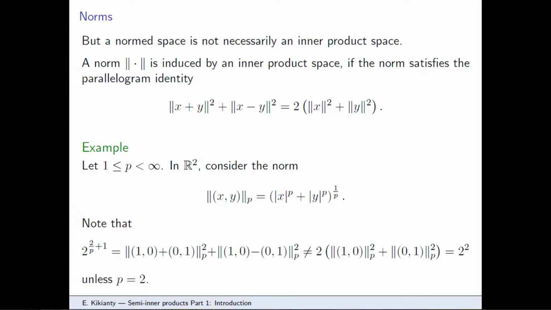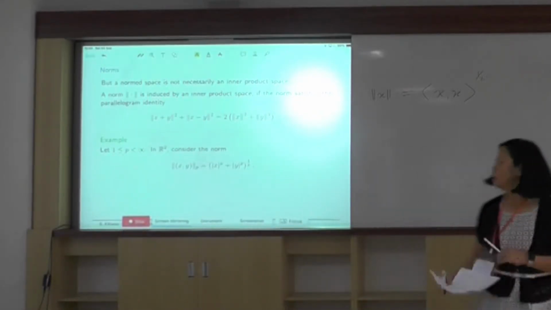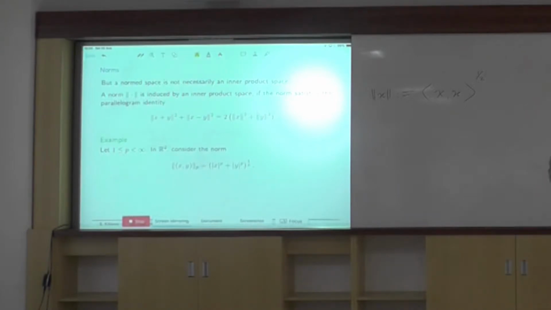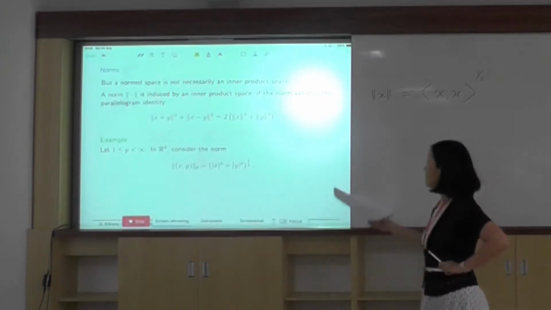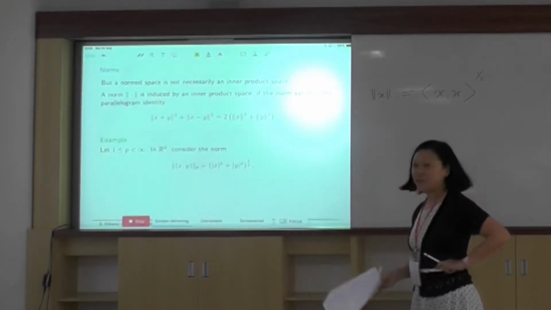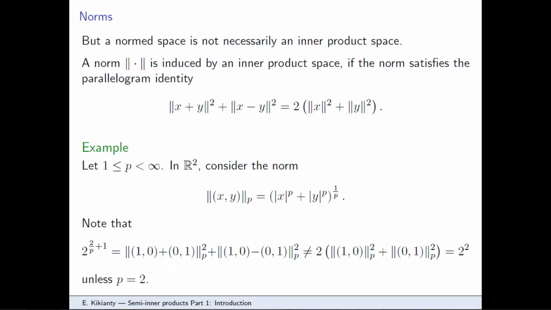We all know this. An example of something that is not an inner product induced norm is the little LP norm. I have to say what P is. P is between 1 and infinity. I need a restriction, which you will see in just a moment. So if you have the LP norm, it looks like this, right? This is in R2. So you have the absolute value of X to the P, plus the absolute value of Y to the P, and you take the 1 over P power.